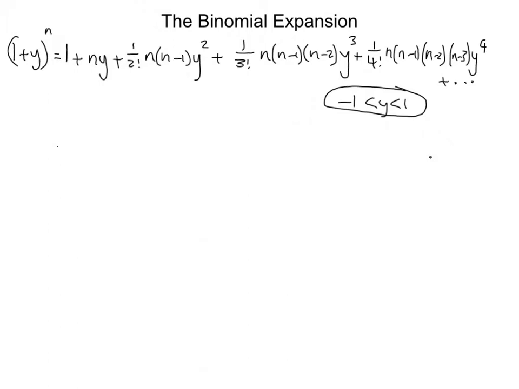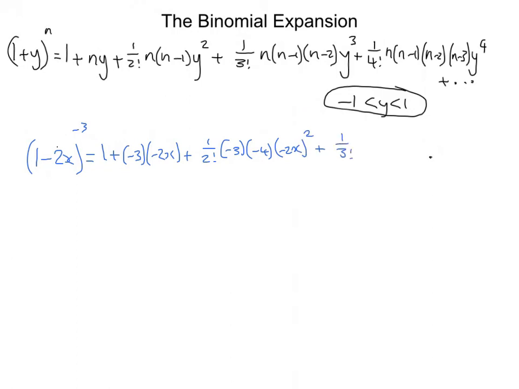It's really easy, just stick everything in the formula. 1 minus 2x all to the minus 3. Let's use as much room as I've got. So n is minus 3, y is minus 2x. 1 plus ny plus 1 over 2 factorial n minus 1 y squared plus 1 over 3 factorial n minus 1 n minus 2 y cubed plus etc etc etc. I've run out of room. Equals 1 plus 6x.